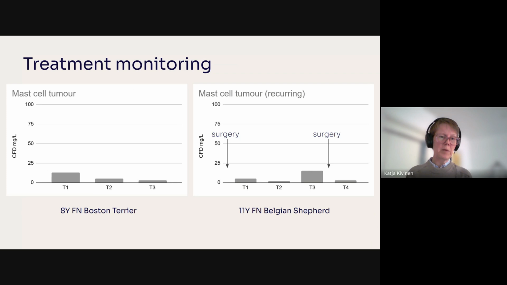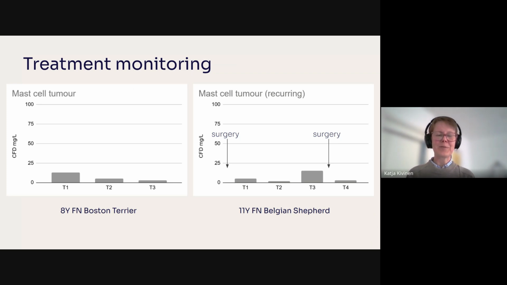In contrast, with mast cell tumors, mostly we have seen the curve on the left. So you have the initial cell-free DNA, the baseline value, and it is usually not as high as it would be with lymphomas, for example, or hemangiosarcomas. But then there's a clear downward trend with treatment, and also the value stays down. It doesn't come up. However, on the right-hand side, there is an example.